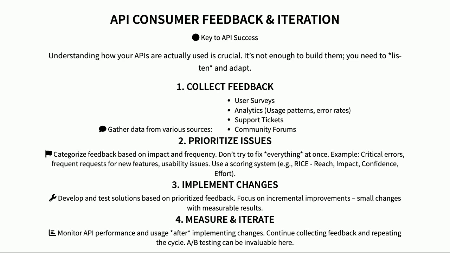Then, once you've gathered all this data, it's important to prioritize. Not every issue needs immediate attention. Think about how impactful each problem is and how frequently it occurs. Next, you actually build the fixes or improvements, and crucially, test them thoroughly before releasing. Finally, don't just release and forget. You need to monitor your API after making changes to see if those updates are having a positive impact, and then keep collecting feedback. This whole process is all about continuous improvement.